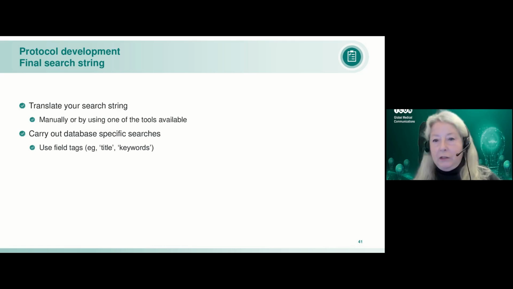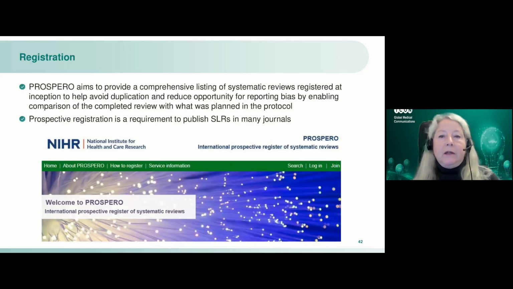So you have your search string. What next? Well, before you start screening and extracting data, consider registering your protocol with PROSPERO. That's the International Prospective Register of Systematic Reviews. Importantly, if you're planning to publish your SLR, bear in mind that many journals require registration with PROSPERO in order for them to consider your manuscript for publication.